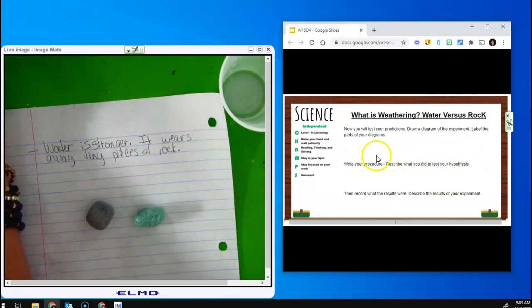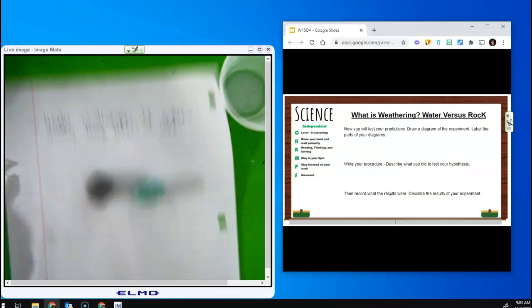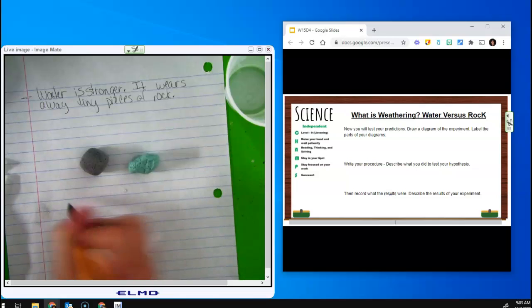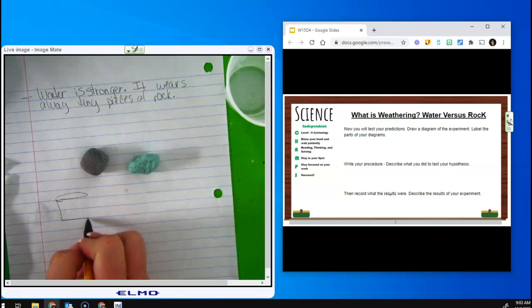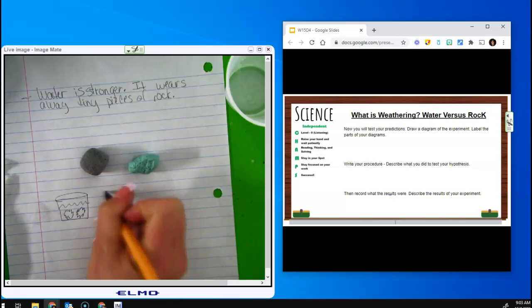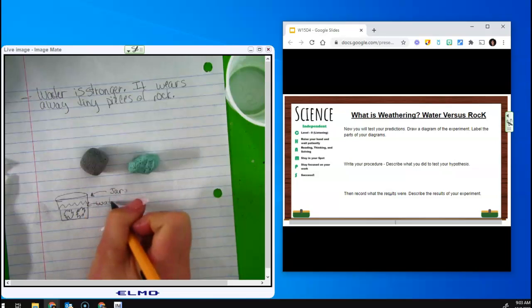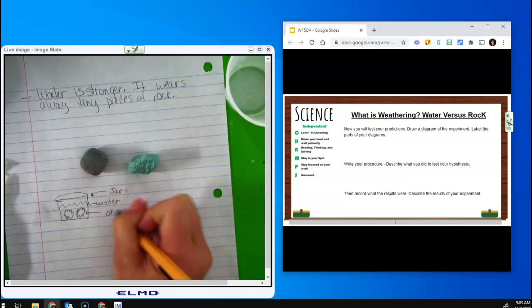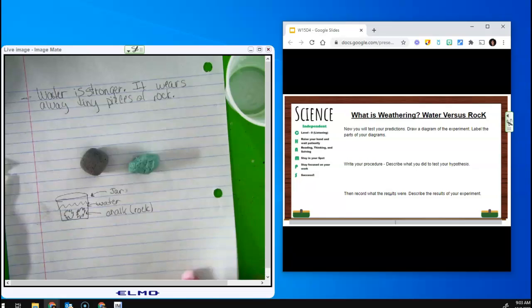So I'm going to go over here and I am going to draw a diagram of what I just did. So again, it's not a fancy diagram, right? Just drawing a sketch where I am going to draw my jar. It's not a fancy jar. I'm going to draw my jar, put some water in it, put some rocks. So you have a jar, water, chalk, which represents the rock.